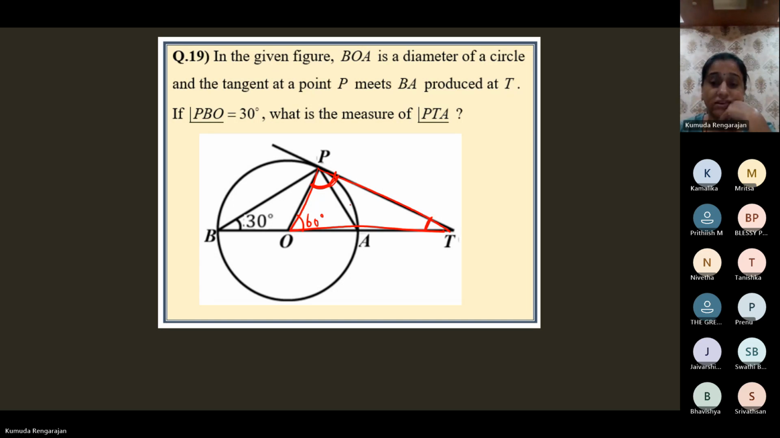90 degrees, because OP is a radius. PT is a tangent. So OPT is 90. Sorry, OPT. OP is a radius. PT is a tangent. So this angle is 90 degrees. So 90 plus 60, 150. 180 minus 150, this is 30.